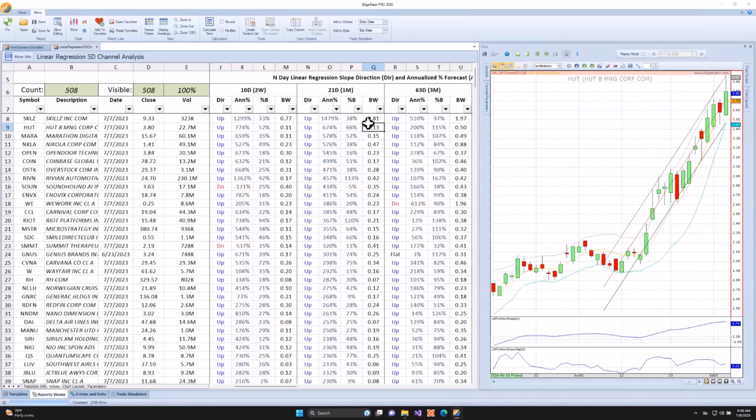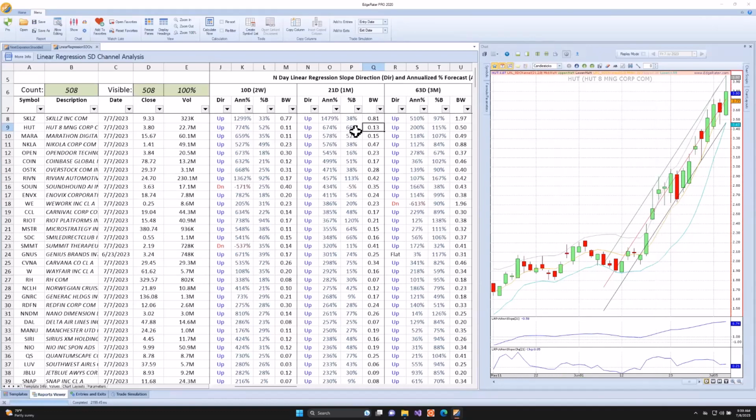And the other important column here is percent B. This is taken really from Bollinger Bands. The terminology is taken from Bollinger Bands, but it's really where price is in relation to the upper and lower standard deviation channel. Where is price in relation to that?